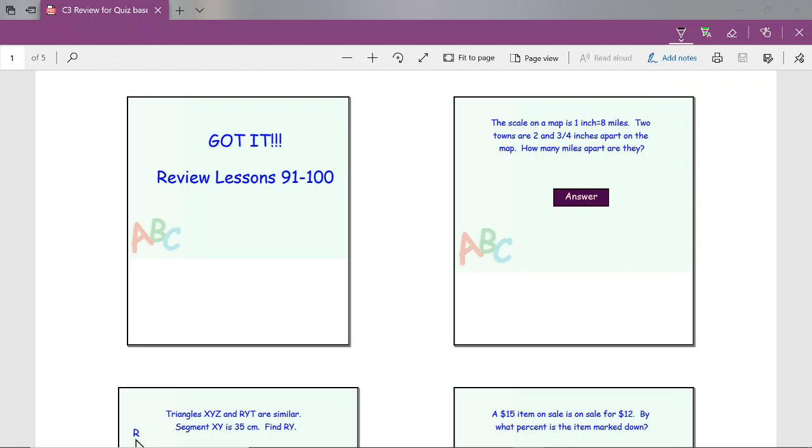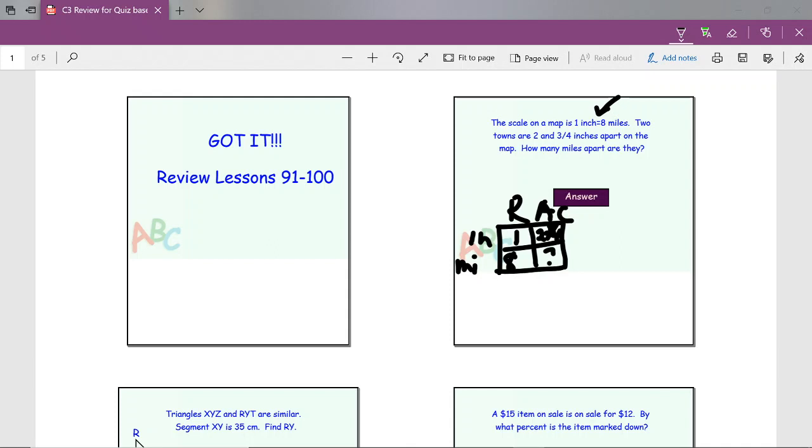So let's just go ahead with this first one about our scale. The scale on a map is 1 inch to 8 miles. Two towns are 2 3/4 inches apart. How many miles apart are they really? So I would first go ahead and make a box here to do a small ratio table. So we have our ratio and we have our actual count. Now what we are doing here is making sure that we have our ratio based on this scale. So our ratio in inches, and this is of course our drawing, is 1 inch to 8 miles in real life. So if we have 2 3/4 inches, how many miles are they?